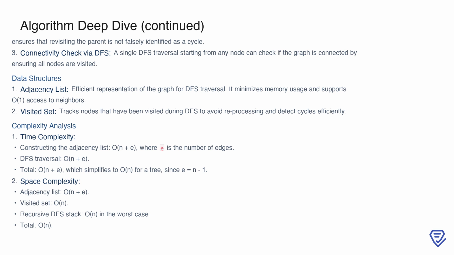Third, a single DFS traversal starting from any node is sufficient to verify connectivity because it allows us to confirm that all nodes are reachable. To implement this algorithm effectively, we rely on two main data structures, an adjacency list for efficient graph representation and a visited set to track explored nodes and detect cycles. In terms of complexity, constructing the adjacency list takes O(n + e), where e is the number of edges. The DFS traversal also takes O(n + e), resulting in a total time complexity of O(n + e), which simplifies to O(n) for a tree since e equals n-1. Space complexity is dominated by the adjacency list, visited set, and the recursive call stack, all of which are O(n).